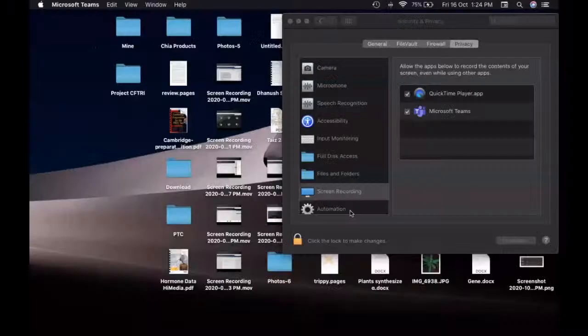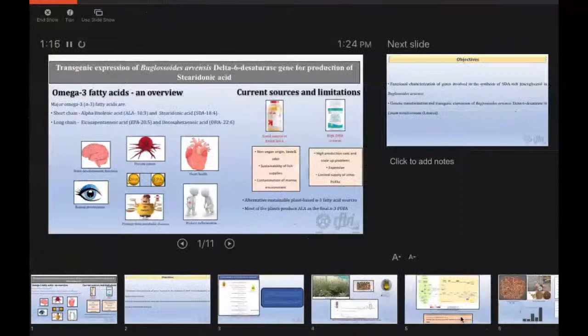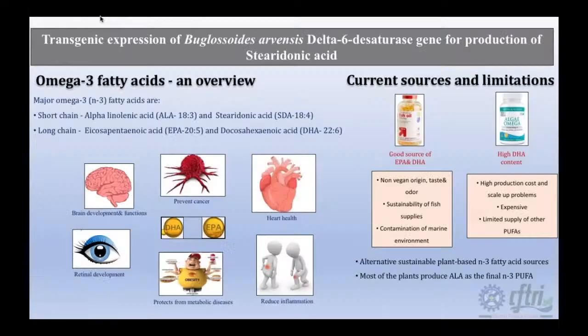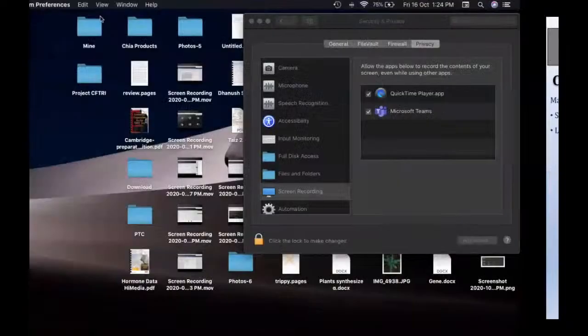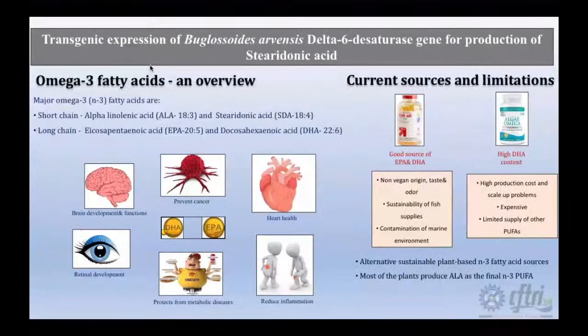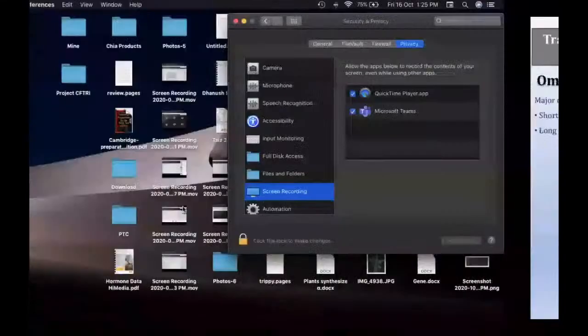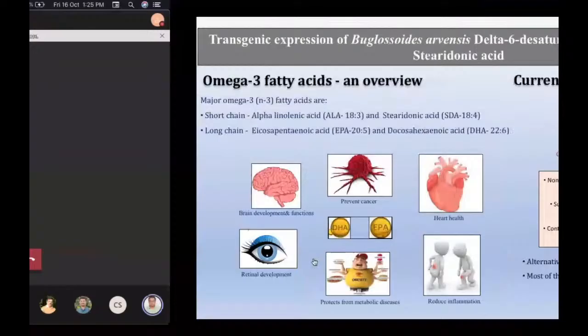Sir, is my screen visible now? Yeah. Okay, sir. Is the screen visible, sir? Venkat? Hello? Sir, shall I proceed, sir? Yeah, please. Good afternoon. I'm Dhanush. I'll be speaking about our findings on transient expression of. Yes, sir. Turn on your video. I'll try, sir. No, it's okay. You can present, no issues. It's not coming, sir. That's why. Okay, go ahead.